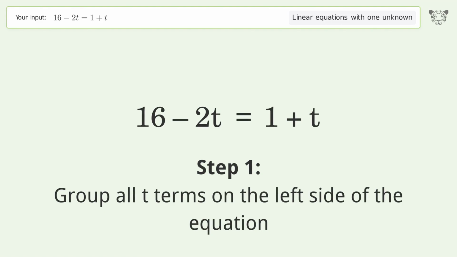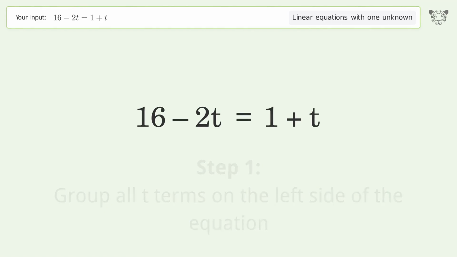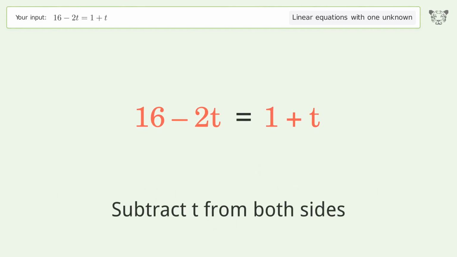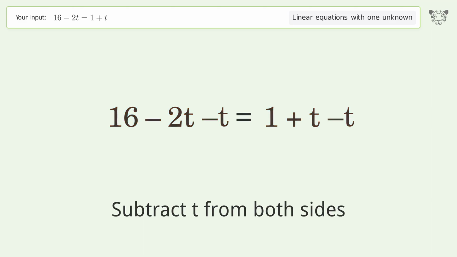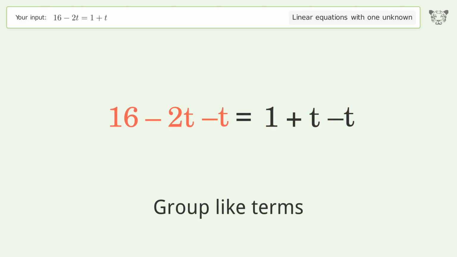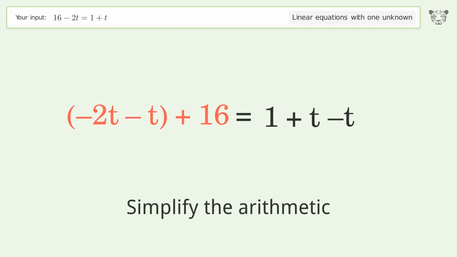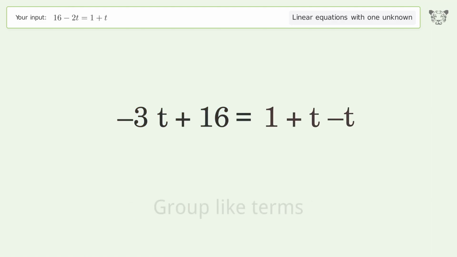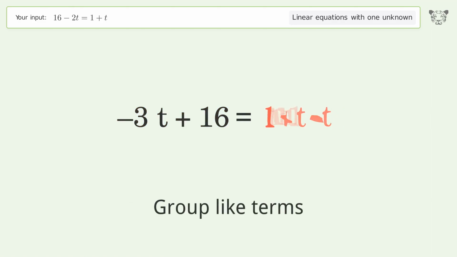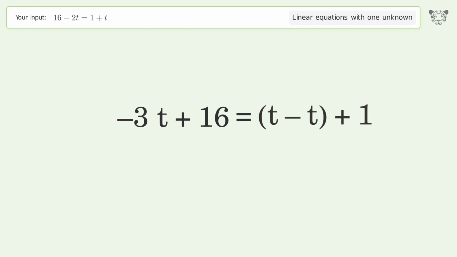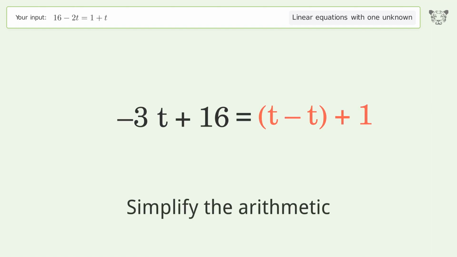Group all t terms on the left side of the equation. Subtract t from both sides. Group like terms. Simplify the arithmetic. Group like terms. Simplify the arithmetic.